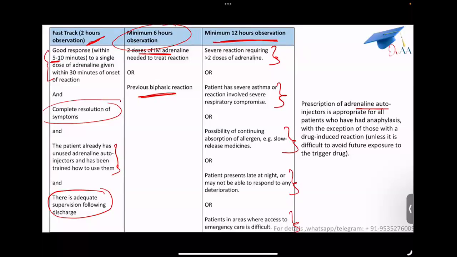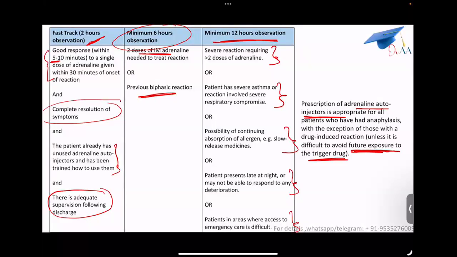That is nothing but an adrenaline auto-injector, that is preloaded adrenaline. And you need to explain how to use it, so if this recurs again, they can use it. Only in cases where you can avoid the exposure, for example, they know this particular drug itself is causing it, then you can avoid prescribing an EpiPen, that is a preloaded adrenaline syringe.